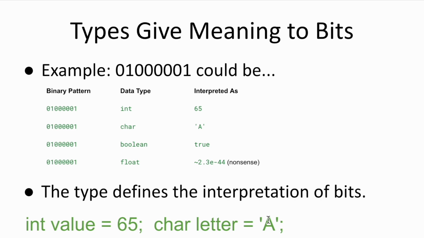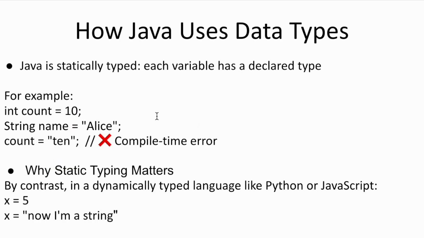This is what makes programming logic safe and scalable, and what allows Java to build everything from mobile apps to banking systems with confidence. So, how does Java use data types? So far, we've talked about what data types are and why they matter. Now let's look at how Java uses data types in practice from compilation to execution. Java is statically typed. Each variable has a declared type. That means every variable must be declared with a type, and that type is known and checked at compile time.